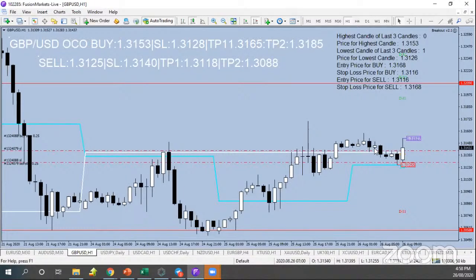Righto, I can't see the entry there, but that's not unusual. But I can see the stop loss. I can see the stop loss on the other one as well. So we're looking for that to break out of there. And if it does, there are your TP1s.